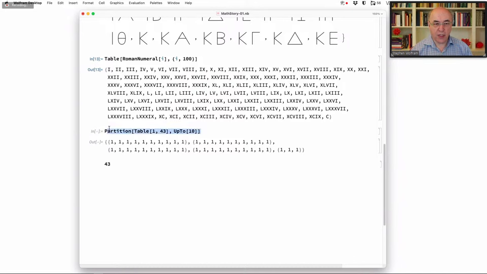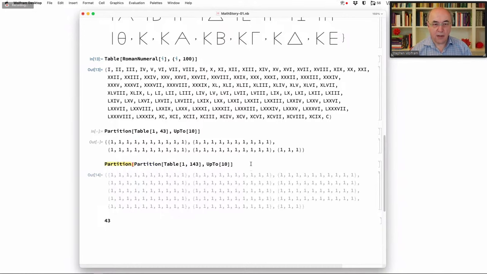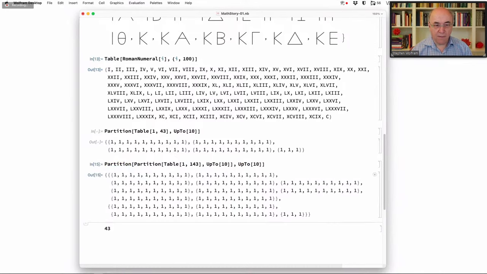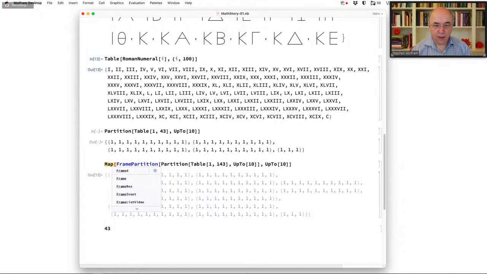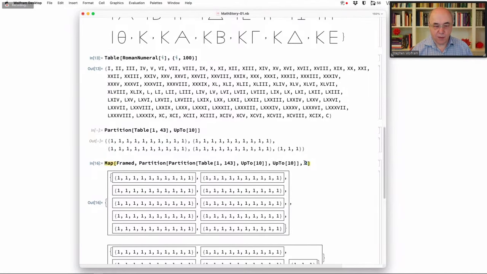And let's say we do 143 here. Then we could partition this again in groups of up to 10. Let's see if this works. Never tried this before as a way to explain numbers. Okay, so now it's a little hard to see what's going on here. Maybe if we map a frame onto it. So I'm using obviously computational kinds of things to do this. Okay, here we go. Maybe we want to go down to level 3 there.